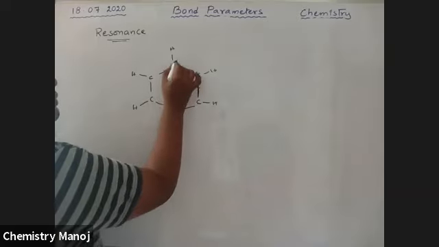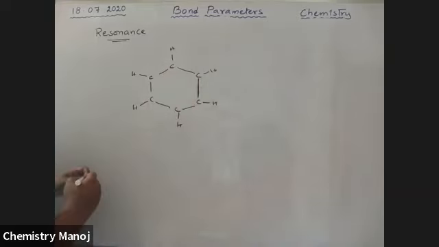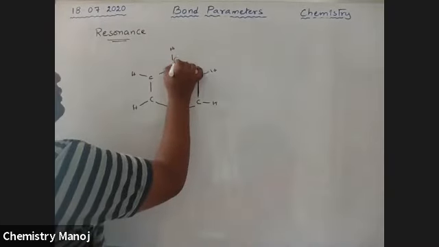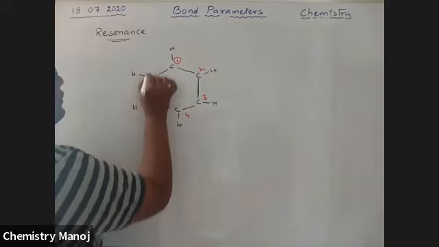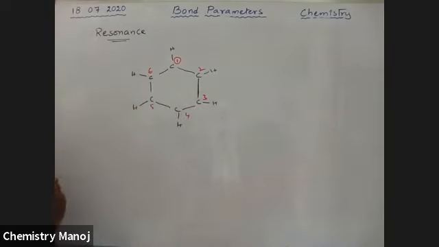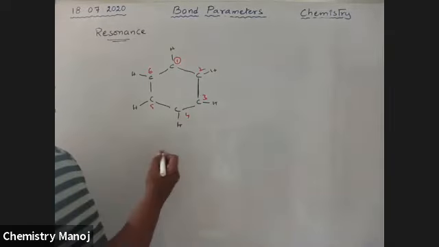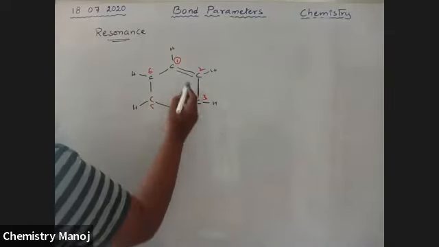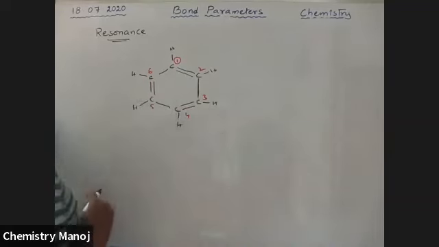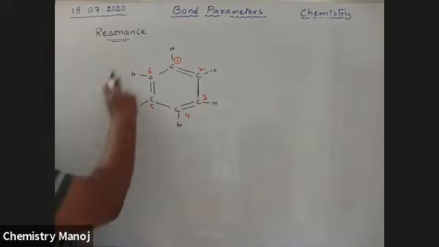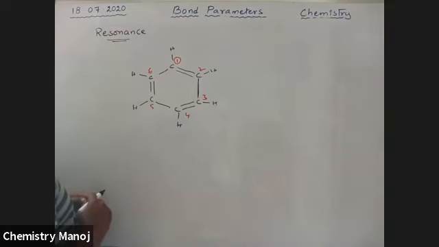Okay, I want to number these carbons: first carbon, second, third, fourth, fifth, and sixth. These are the numbering of carbons. Now I am taking a pi bond between 1 and 2, between 3 and 4, between 5 and 6. It is the structure of benzene.